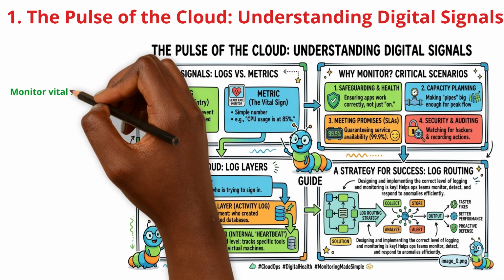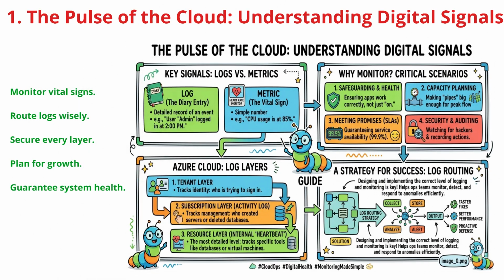To keep it running, we need a constant pulse check using logs, which act as detailed diary entries of every event, and metrics, the real-time vital signs like a heart rate monitor for your systems. IT teams act as the guardians of this city, ensuring applications are healthy and performing correctly. They serve as urban planners, managing capacity so digital pipes don't burst during a rush, and as security forces watching every entry point to protect your data. They also guarantee service-level agreements, making sure the lights stay on 99.9% of the time.